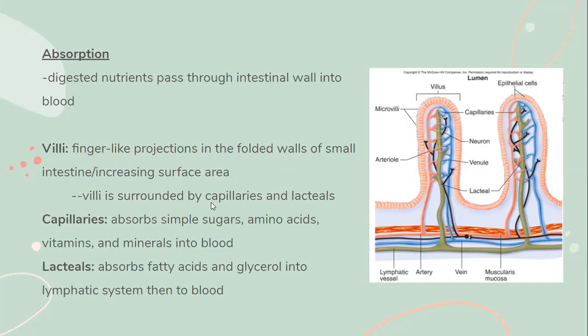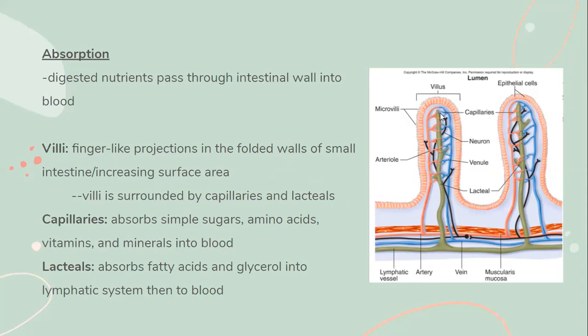And the villi are surrounded by things called capillaries and lacteals. Capillaries are something that you can see in the picture. They kind of look like blood vessels. They're basically blood vessels, capillaries. And they absorb simple sugars, amino acids, vitamins, and minerals into your blood.